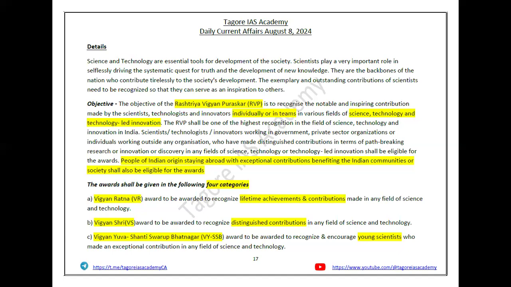Vigyan Ratna is the highest award for this. अगर comparison करना है तो इसको you can compare it with the Bharat Ratna, that it is the topmost thing. So it is given for lifetime achievement, Vigyan Ratna. Then Vigyan Shri, again it is for distinguished contribution. Then Vigyan Yuva Shanti Swaroop Bhatnagar, again for young scientists. Then there is Vigyan team.